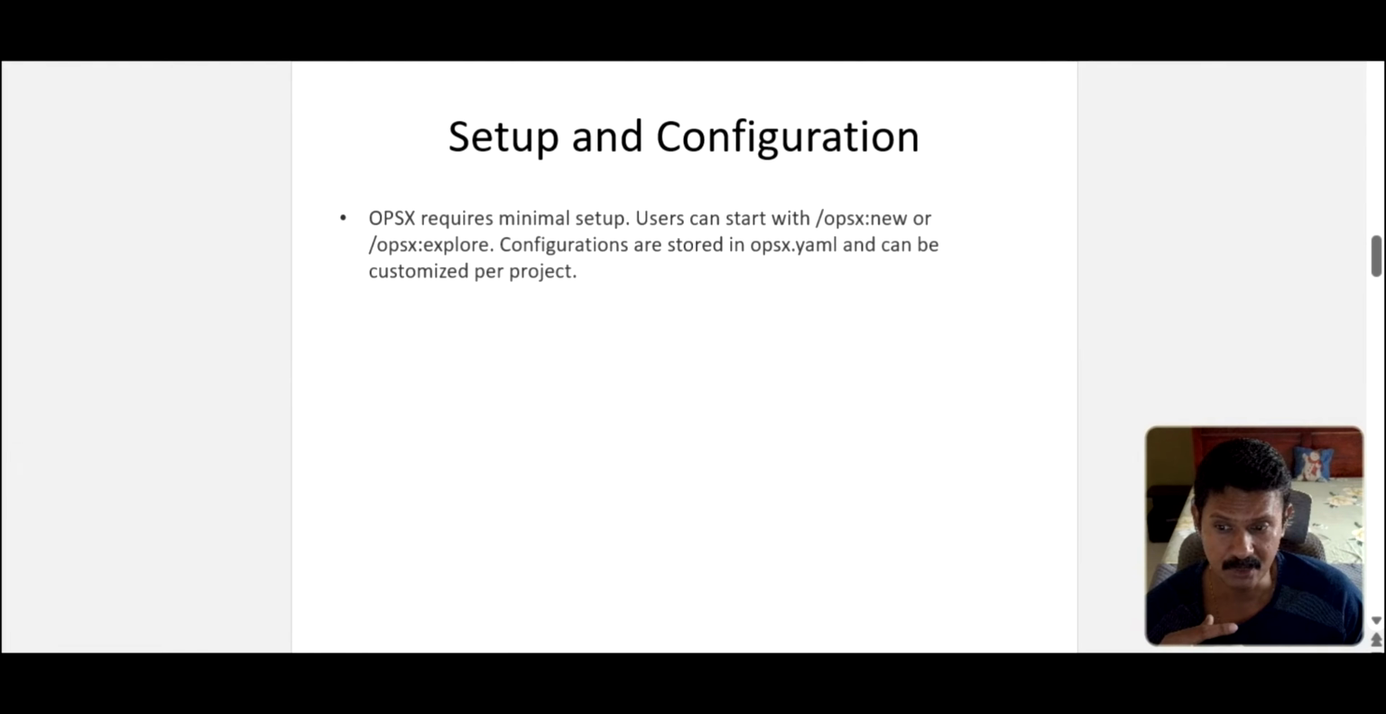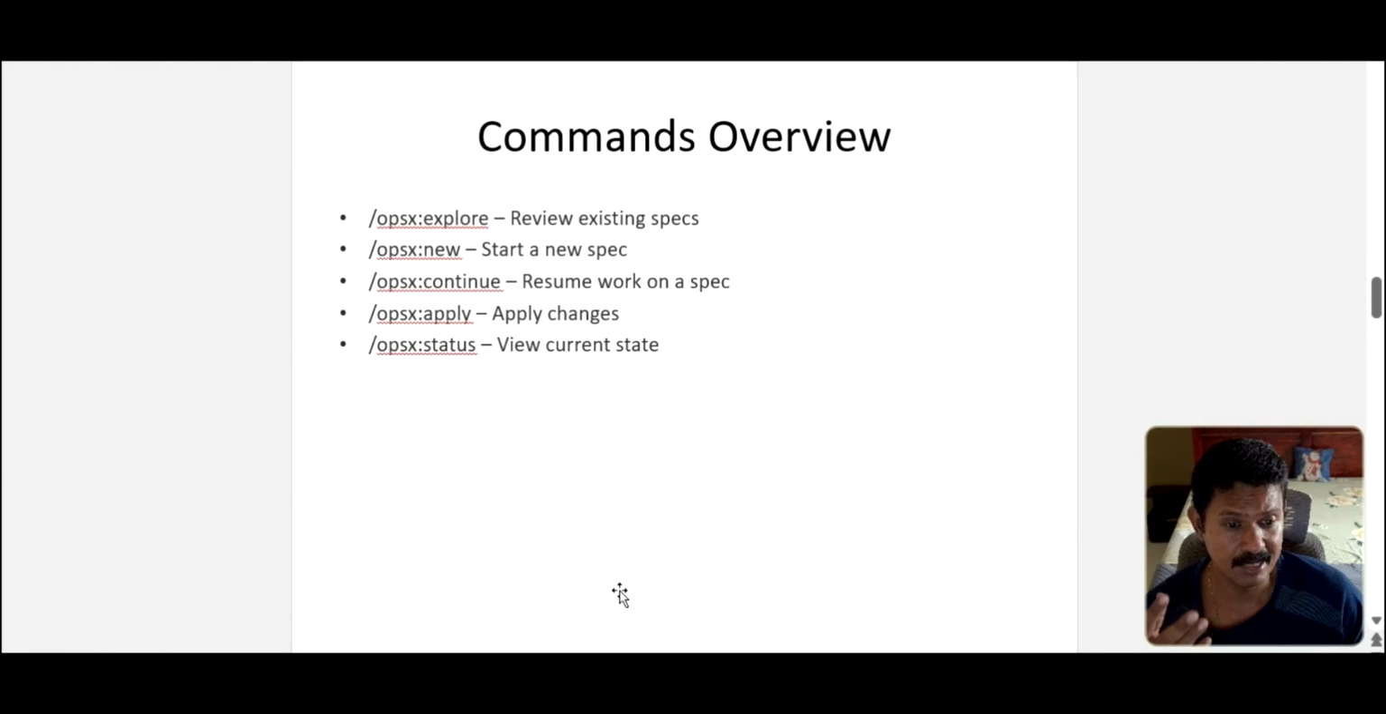Setup and configuration is quite easy. And this is the list of commands that I'll be covering in this session, right? So you have OPSX Explore, which you can use if you want to review existing OpenSpec or OPSX specs. You have new, for when you're starting brand new, which is where we will be starting from, by the way. You can continue work on an existing spec by using continue. You can apply the changes and you can view the status. There are a couple of other commands which we will touch upon.